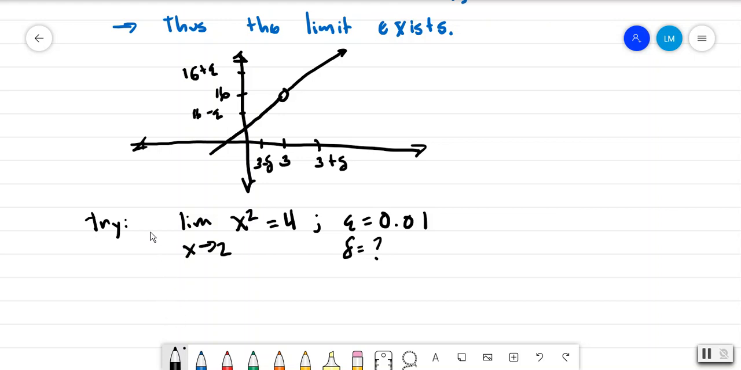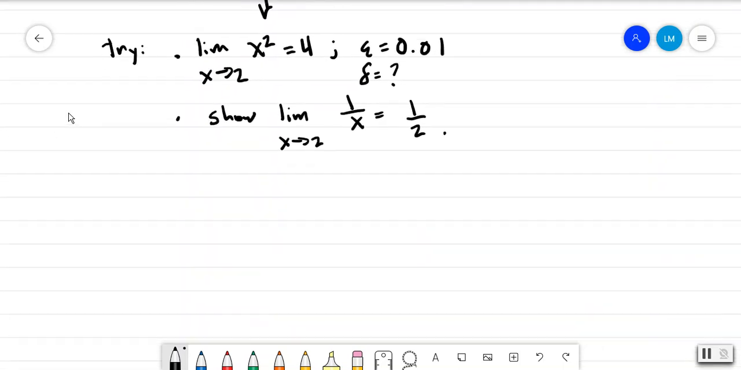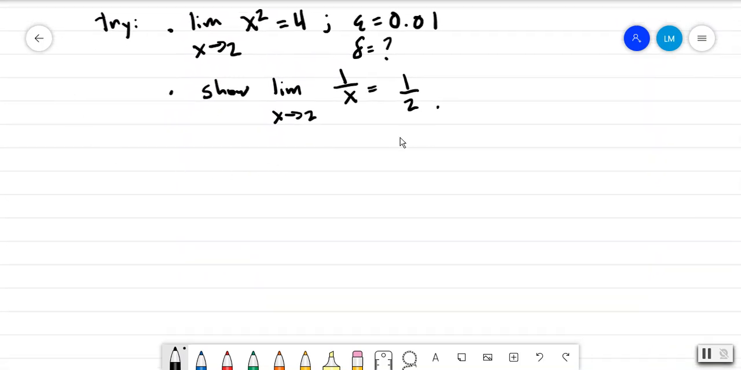Another that you should definitely try is to show that the limit as x approaches 2 of 1 over x is equal to 1 half. Now, interestingly enough, if you do try these problems, you'll have a better understanding of how epsilon and delta work in terms of giving you the limit itself.